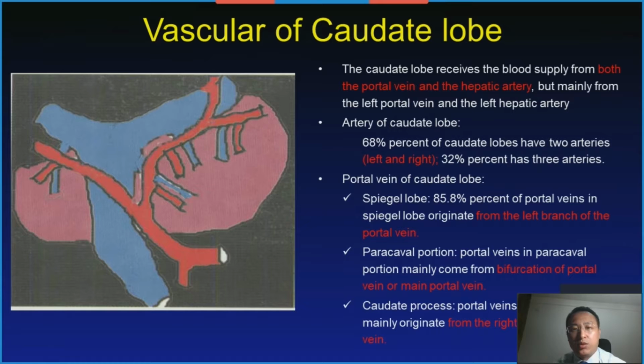68% of caudate lobe have 2 arteries, left and right, and 85.8% of portal veins in spigelian lobe originate from the left portal vein, and portal veins in pericaval portion mainly come from the main portal vein. Caudate process portal vein mainly comes from the right portal vein. So if we want to ablate the whole caudate lobe, we should ablate the left and right vasculature.